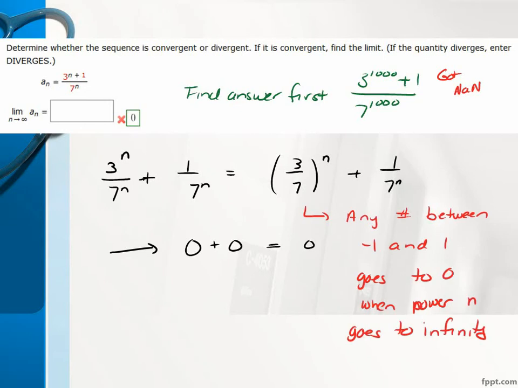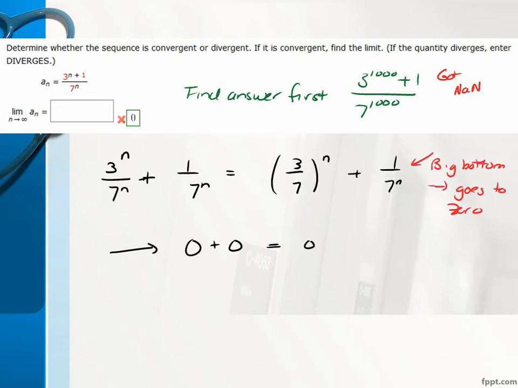So any number between -1 and 1, a decimal between -1 and 1, when you raise it to the n power, that thing goes to 0. Because you're just, think of 0.001 times 0.001. It just stacks more zeros in the front. So that's what's happening. The more and more successive powers you take, the whole thing gets a bunch of zeros stacked in the front. And of course, the big bottoms go to 0.